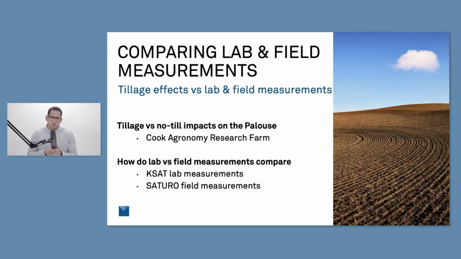And so we did this research at Cook Agronomy Research Farm. The soils here are all Palouse silt loam. What we wanted to do was compare two sites very close to each other that were both Palouse silt loam. One was in a conventional tillage operation, and the other was in a no-till operation. So we wanted to compare, one, how did the land uses impact these soil hydraulic properties? And then how did the lab versus the field measurements compare across both sites? So how well did those compare?